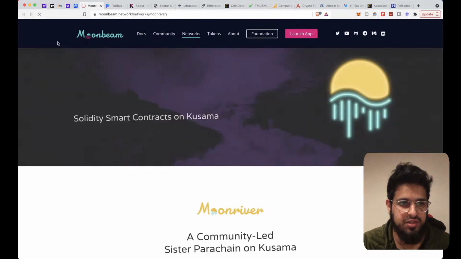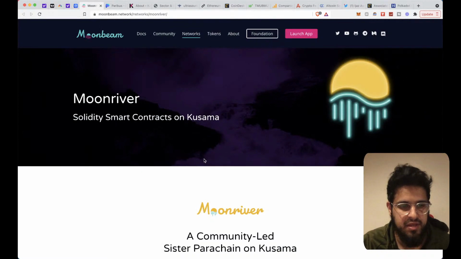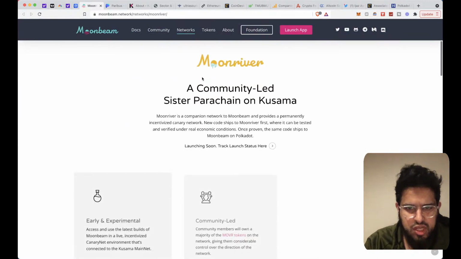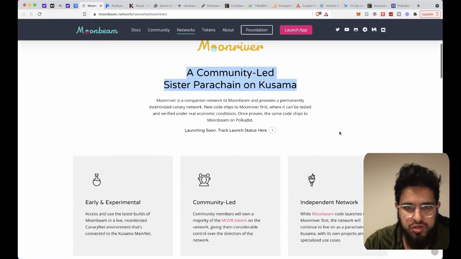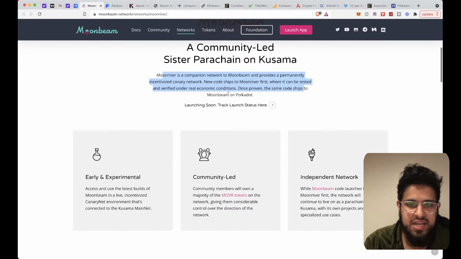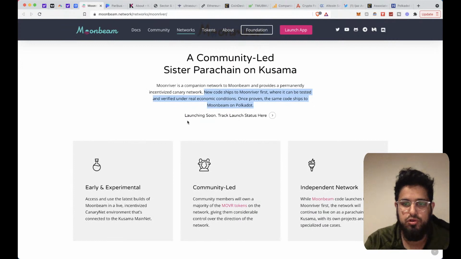You can see here, this is linking you to the Moonbeam website. So Moonriver is linking you to Moonbeam. Okay, fine, so it's one foundation website. Moonriver is the Solidity smart contract on Kusama, a community-led sister parachain on Kusama. Moonriver is a companion network to Moonbeam, providing a permanently incentivized canary network. New code ships to Moonriver first, where it can be tested and verified under real economic conditions. Once proved, the same code ships to Moonbeam on Polkadot.